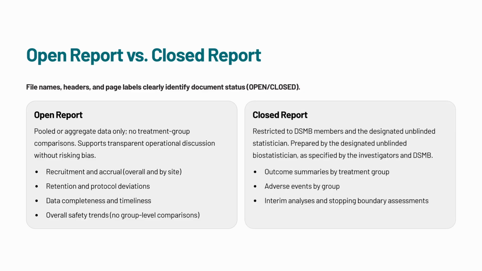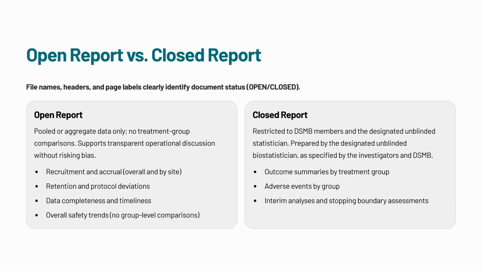The closed report is different. It is restricted to DSMB members and the designated unblinded statistician, and it contains the material needed for independent judgment. That includes outcome summaries by treatment group, adverse events by group, and interim analyses tied to stopping boundaries.